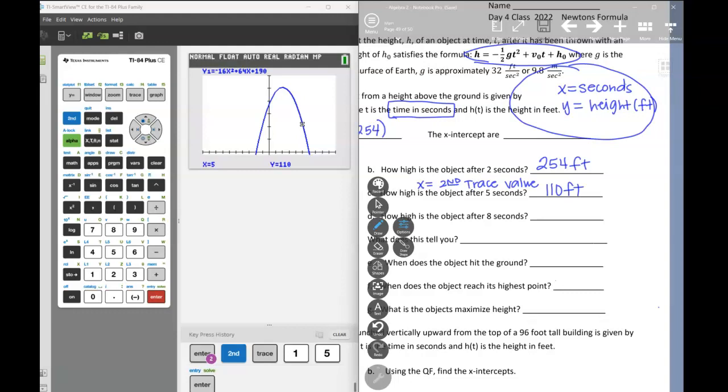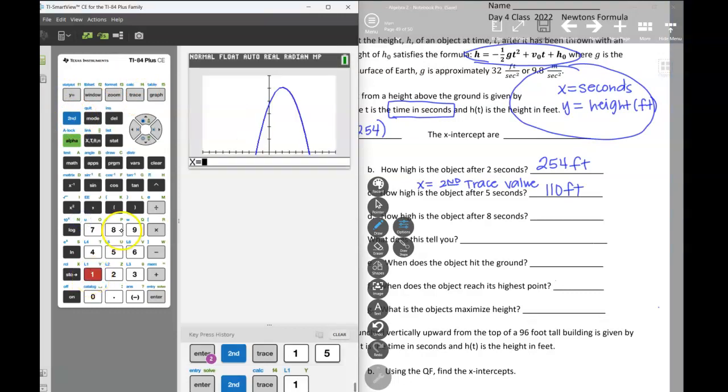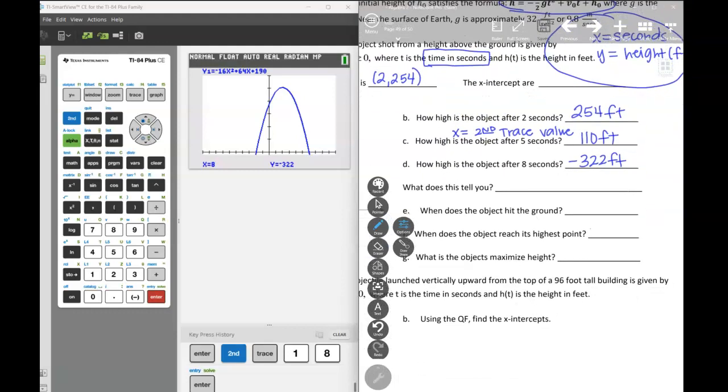How do I figure out how high the object is after 8 seconds? You do the same thing. Second trace 1, and then it says X equals, and X equals 8, so click enter. It is negative 330 or 322 feet, but that can only be true if what happens with the ground? Yeah, it goes below sea level. So if the ground is flat and it does not go below sea level, the question below says, what does this tell you?